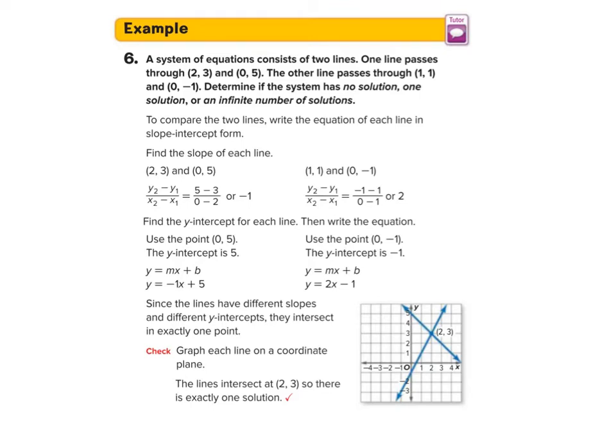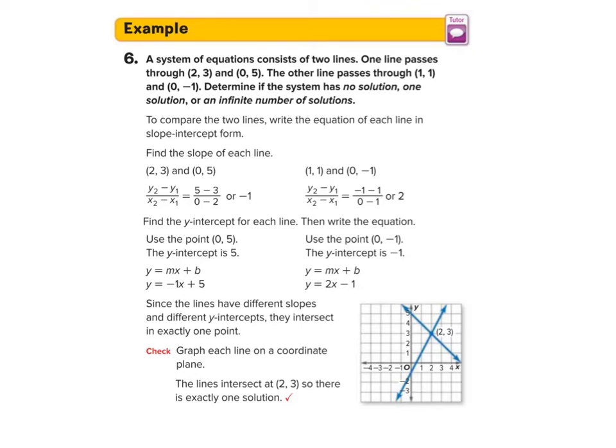To find the y-intercept, you can substitute the points into the slope-intercept equation and solve. We get that the y-intercept is 5 for the first equation and negative 1 for the second equation. When x is 0, y is -1 for the second, and for the first equation, when x is 0, y is 5. So since the lines have different slopes and different y-intercepts, they intersect in exactly one point.